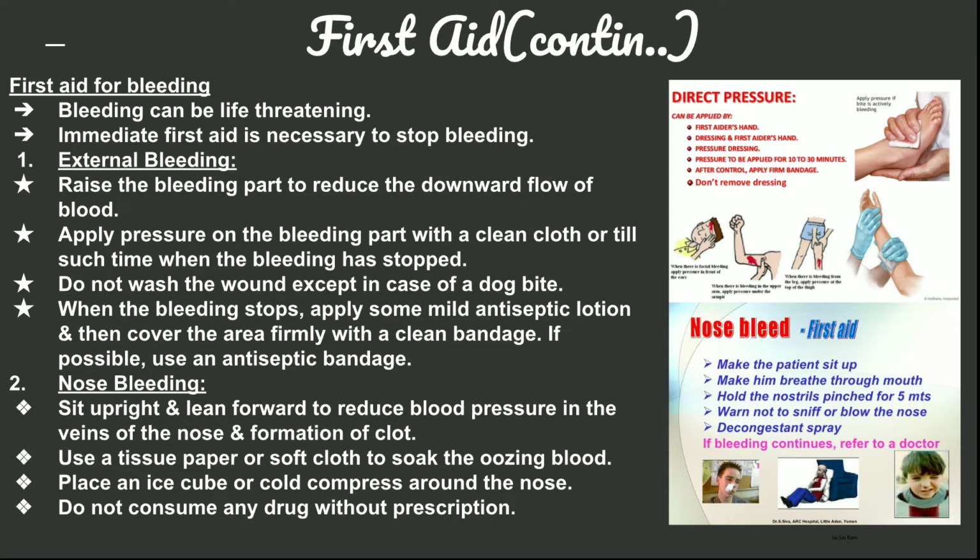Now, if it is an external bleeding, we should raise the bleeding part to reduce the downward flow of the blood. Any part of the body that is cut and bleeding, we should raise that part of the body to stop the bleeding. Then apply pressure on the bleeding part with a clean cloth or a pad of cotton so that the bleeding can be stopped. Now we should not wash the wound, except if it is due to a dog bite, then only we should wash it.